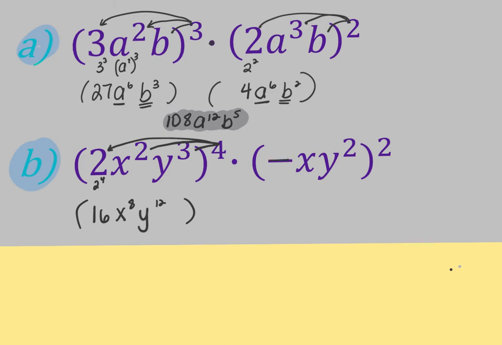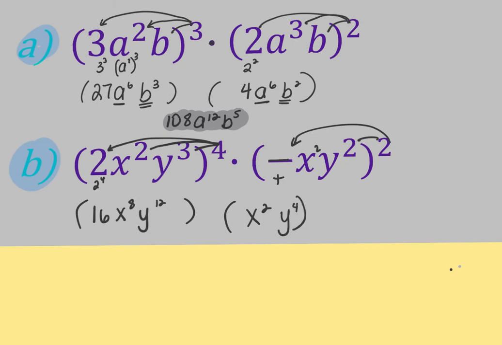Then a negative raised to the 2nd power. You can either separate that off the x or keep it with it. Either way, it would be in parentheses, so that negative raised to the 2nd power would actually become a positive 1. And then it would be x to the 2nd power, so x squared, and y to the 2nd power raised to the 2nd power, y to the 4th.